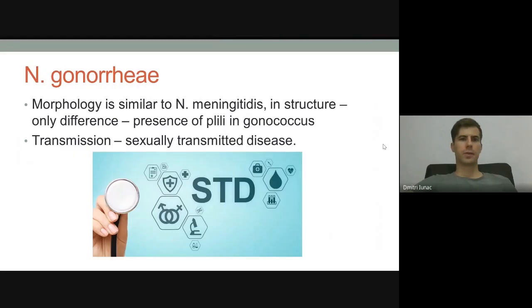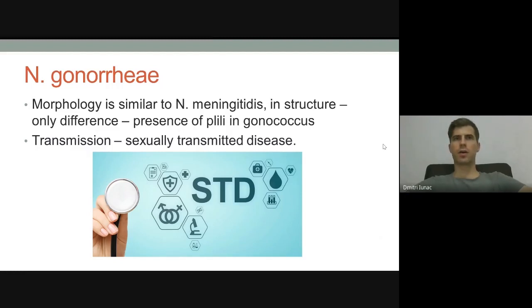Regarding Neisseria gonorrhoeae, the morphology is similar to Neisseria meningitidis, but the only difference in structure is that gonococcus has pili. Well, it is able to make adhesion. And regarding transmission, in meningitis, transmission is through the air. In gonorrhea, the transmission is sexual.